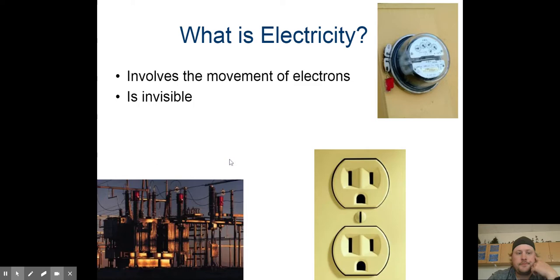Sorry about that. It's invisible. You can't see it for the most part. There are certain types where you are able to see it, but it's very rare. We're talking about things like a lightning strike, or a spark between someone getting static electricity and touching someone else.